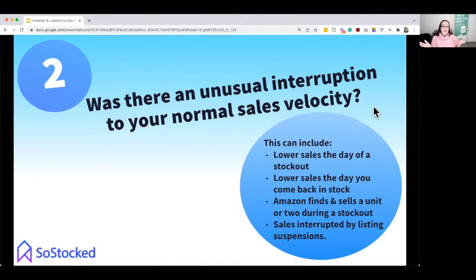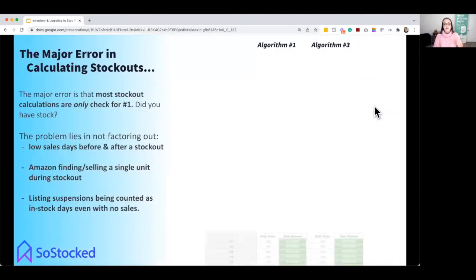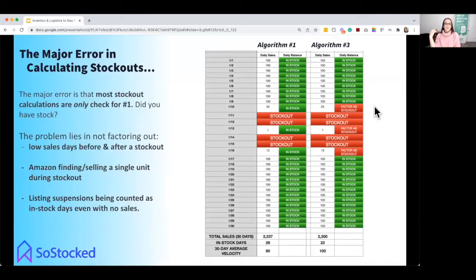And also sales interrupted by listing suspensions. So these other algorithms don't take those things into account. If you had some sales, then that's counted as a day. So that becomes a huge problem. So let's look at algorithm 1 versus algorithm 3 that we talked about in the previous scenario. So most of them are looking only for number one, did you have stock? They're not looking for these kind of weird anomalies.